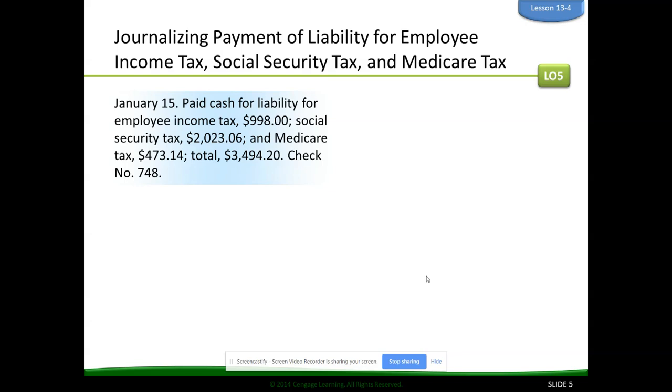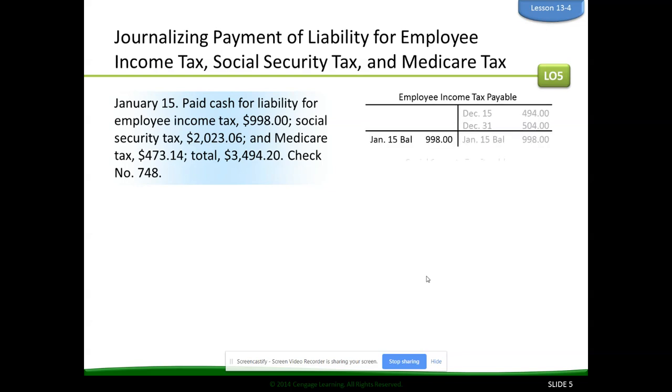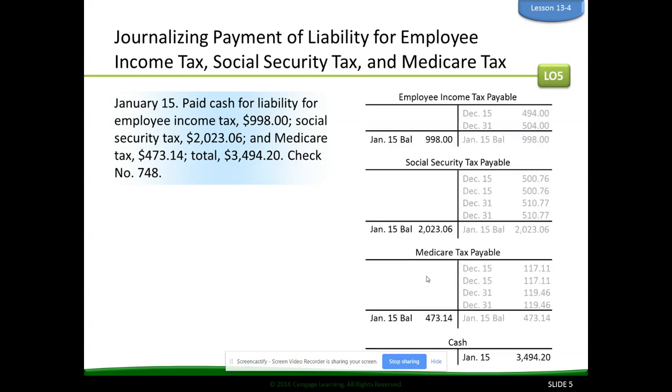All right, so journalizing our liability for employee income tax. So here's our transaction. We had already done all of the payables, and now we're actually paying them. So you can see we have employee income tax payable. We have 2 deposits here, and now we're paying that.